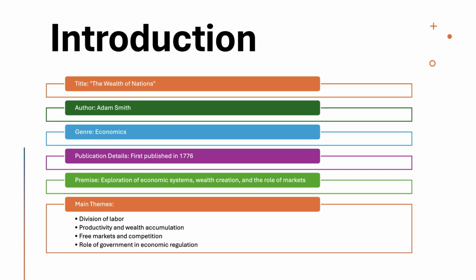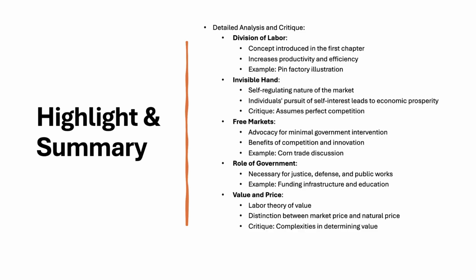Highlight and summary. Buckle up, because here comes the meat and potatoes of Smith's grand economic feast. First up, division of labor. Imagine a factory making pins. One guy tries to do everything, cutting, straightening, sharpening, and ends up with a handful of wonky pins after a long day. Now, if you split these tasks among a few workers, suddenly, you've got a mountain of perfect pins in no time.